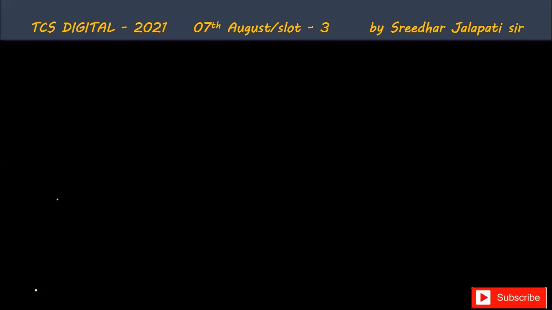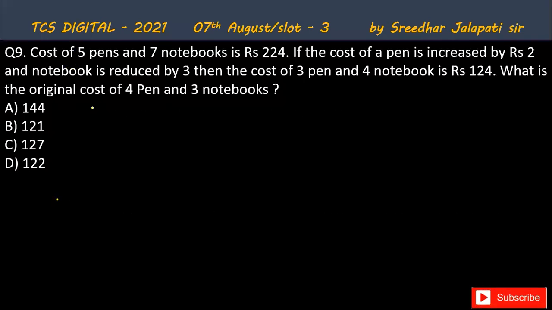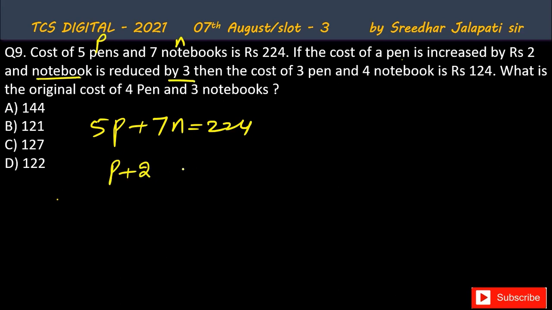Here is the solution for question number 9. The cost price of 5 pens and 7 notebooks is 224. I am assuming each pen costs P rupees and each notebook costs N rupees. If the cost price of a pen is increased by 2 rupees, the price is now P plus 2, and if the cost price of a notebook is reduced by 3 rupees, the new price is N minus 3. Then the cost price of 3 pens, that is 3 into P plus 2, and 4 notebooks, that is 4 into N minus 3, is equal to 124.